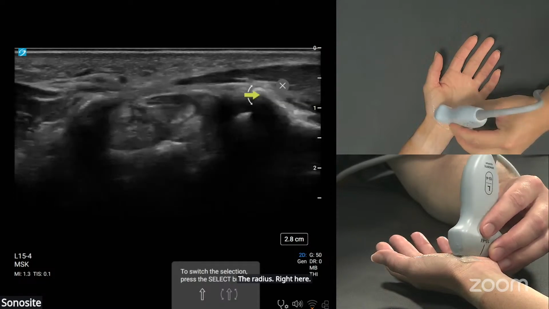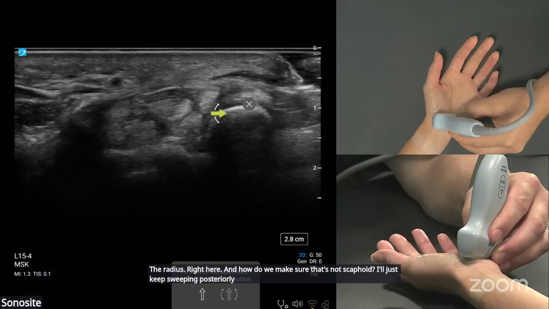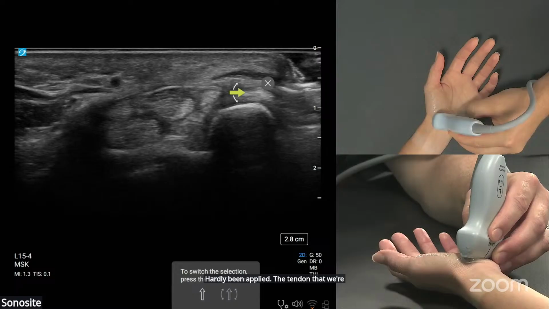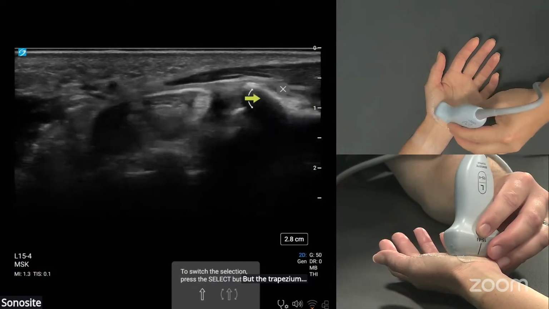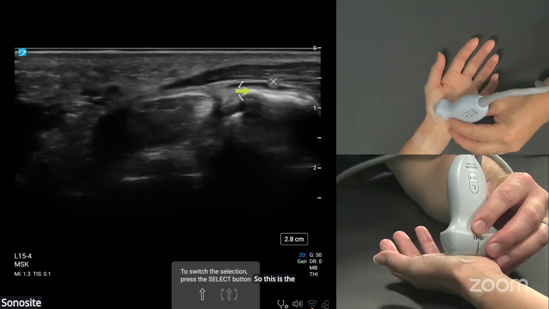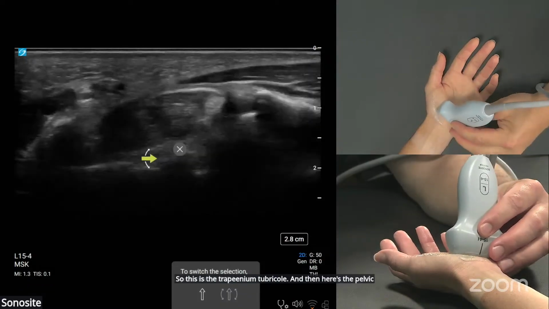And how do we make sure that's not the scaphoid? I'll just keep sweeping posteriorly. There's the scaphoid. There's cartilage on top, and the tendon that we're going to cover here in a little bit. But the trapezium is this button. It has a groove in it right here. So this is the trapezium tubercle. And then here's the carpal floor, with that going into the names of the bones.